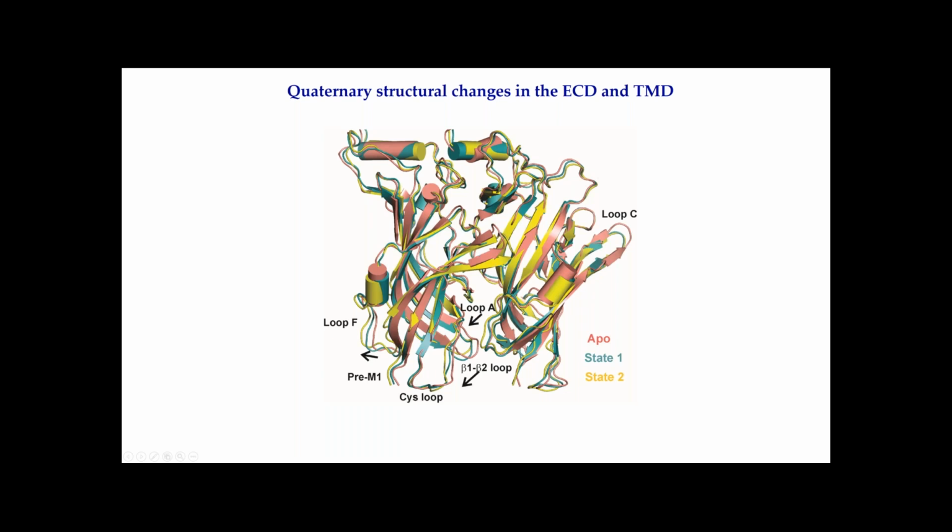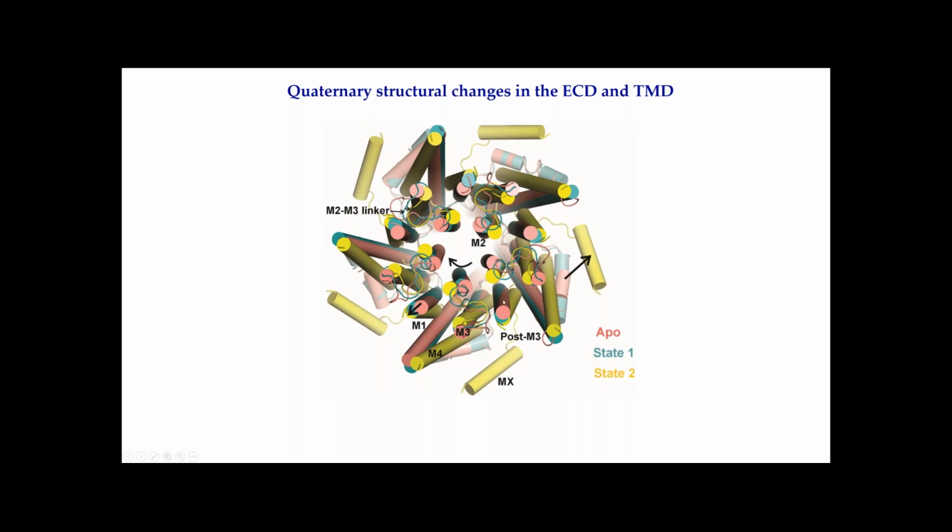In addition to the loop C movement, we see that the overall extracellular domain undergoes a twisting movement that leads to repositioning of loops that are at the interface of the two subunits. And again, these studies are consistent with mutagenesis analysis that had been done for several years, which showed that interfacial loops are important for coupling what happens at the neurotransmitter binding pocket to the pore of the channel.